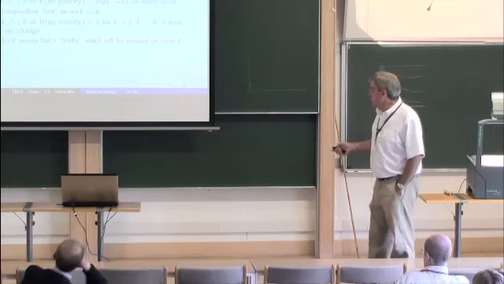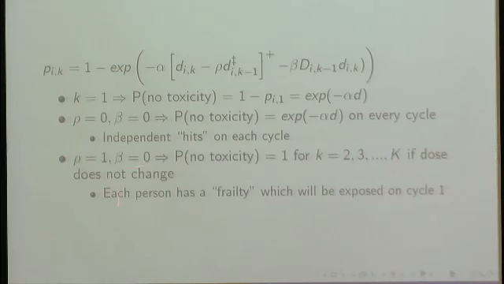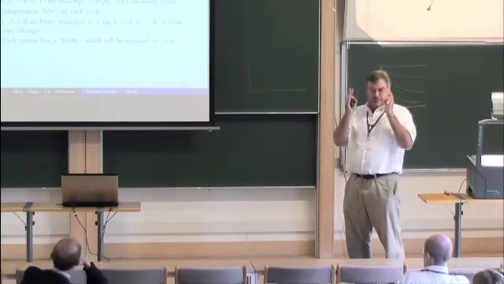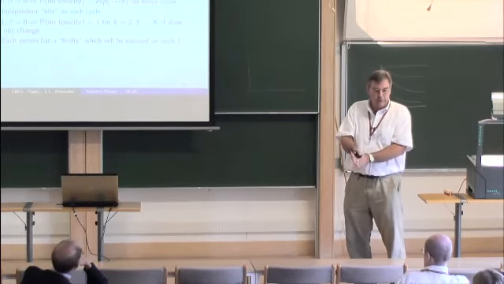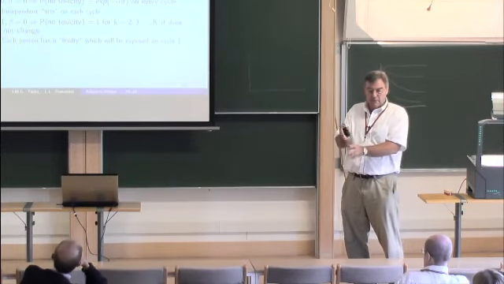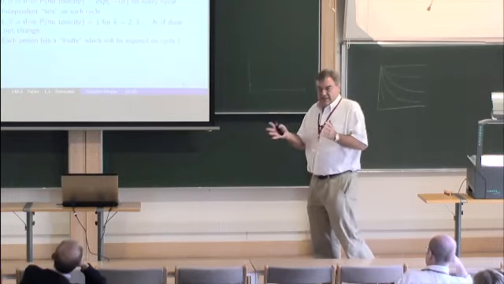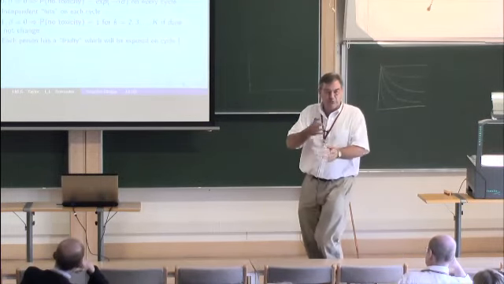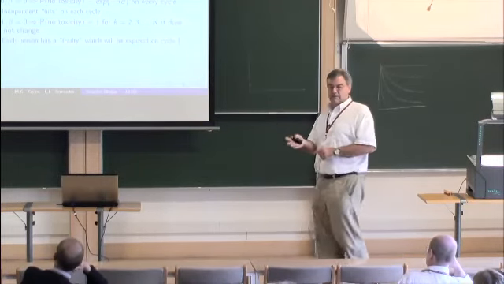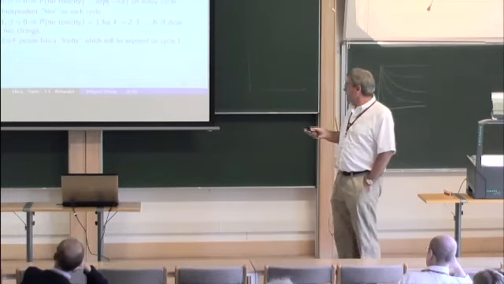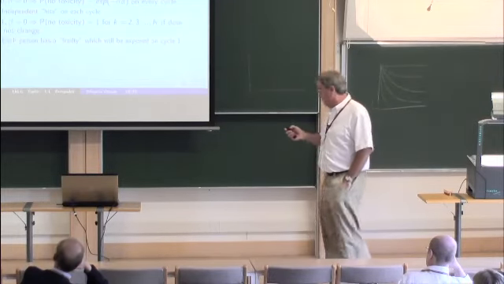If rho equals 1, no cumulative effect, and you don't change the dose, then you get no toxicity after the first cycle. So the person gets potentially toxicity at the first cycle. If they can make it through the first cycle with that dose, they're never going to see toxicity again. So they have a frailty level, and you've calibrated it on the first cycle, and once you pass that, you're never going to see toxicity again.